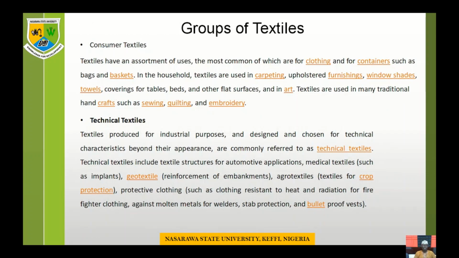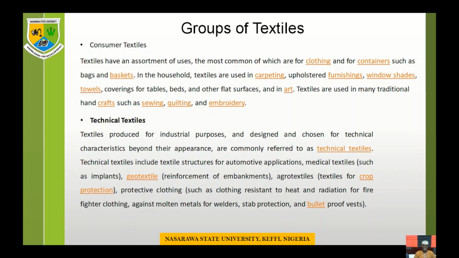Groups of textiles. We have the consumer textiles. These are textiles that have an assortment of uses, the most common of which are for clothing and for containers such as bags and baskets. In the household, textiles are used in carpeting, upholstered furnishings, window shades, towels, coverings for tables, beds, and other flat surfaces. And in art, textiles are used in many traditional handcrafts, such as sewing, quilting, and embroidery.